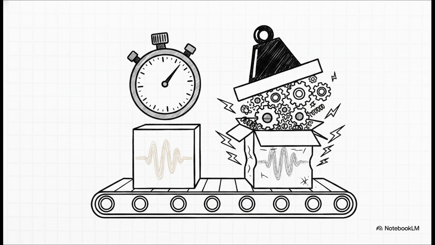First up, latency. Remember our enemy from the beginning? Real-time processing is highly sensitive to it. You must choose appropriate buffer sizes. If your buffer is too large, the user hears a super distracting delay.